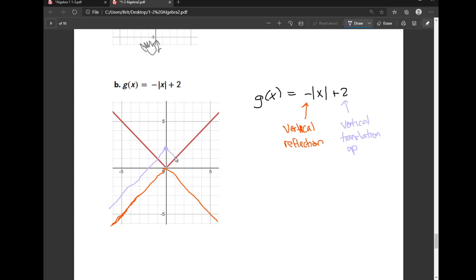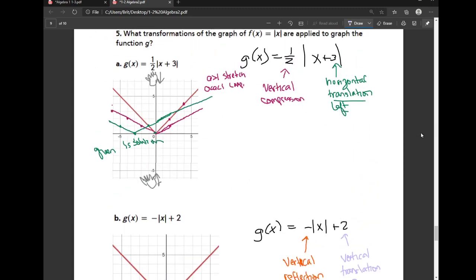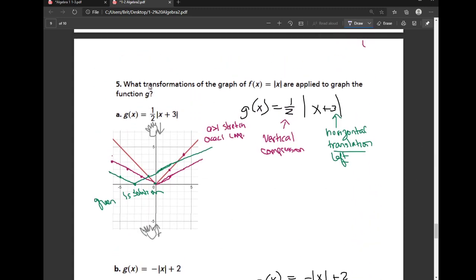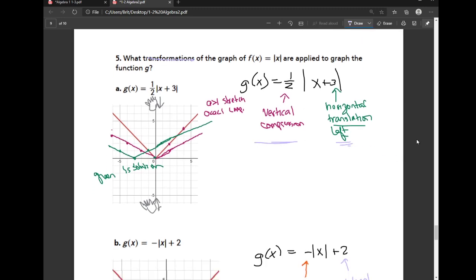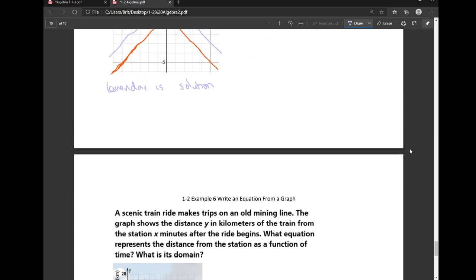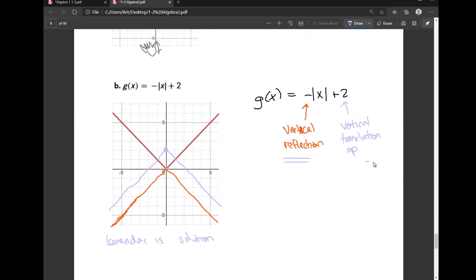So now this lavender one is the solution. Although really when I say solution, the problem wasn't really asking for a graph, right? They're asking for the transformations. So the actual answers to the questions being asked are these things that I've written on the sides. But the graph is there too as well.